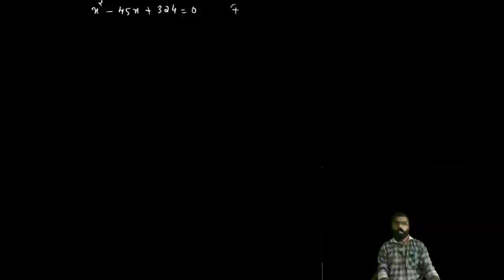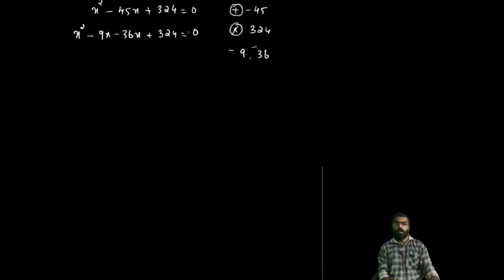Here the equation is x square minus 45x plus 324 is equal to 0. We can write the sum as minus 45 and the product is 324. We can find the numbers as 9 and 36. Here we put the sign of both numbers as negative. Minus 9 plus minus 36 gives minus 45 and 36 into 9 gives 324. And we can split the middle term: x square minus 9x minus 36x plus 324 is equal to 0.